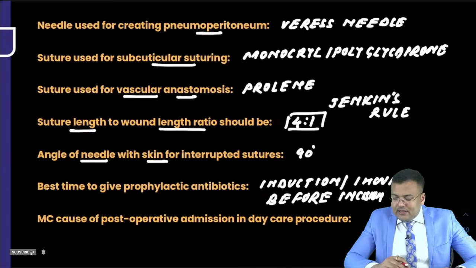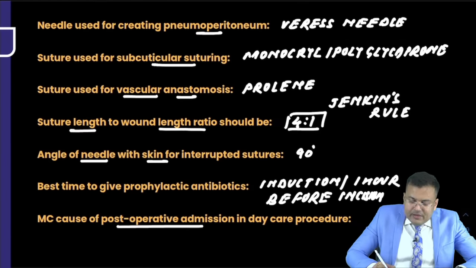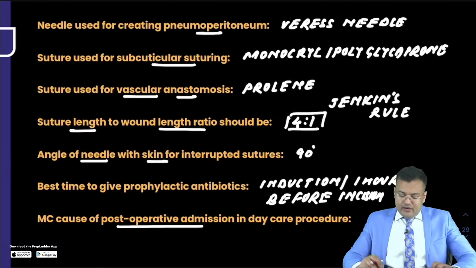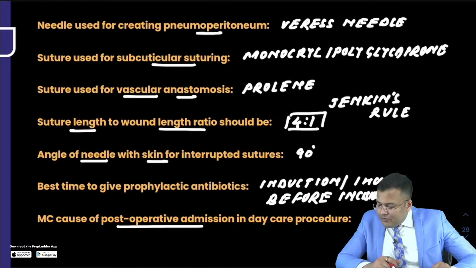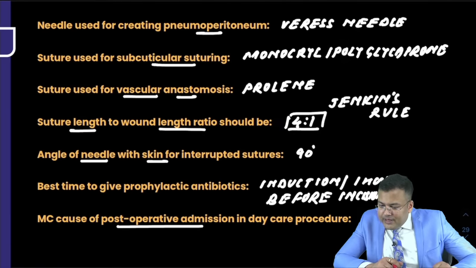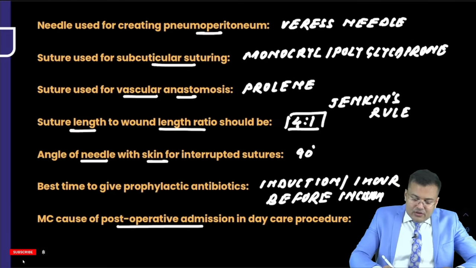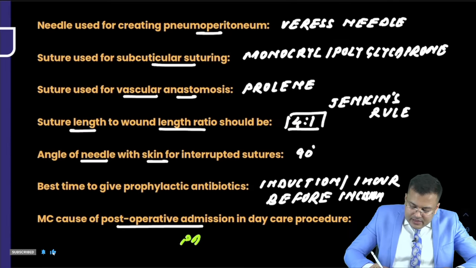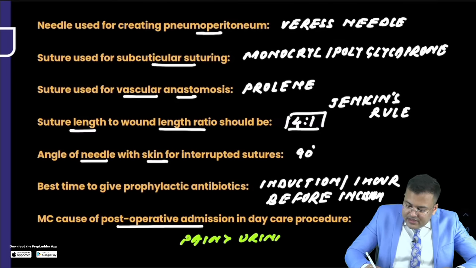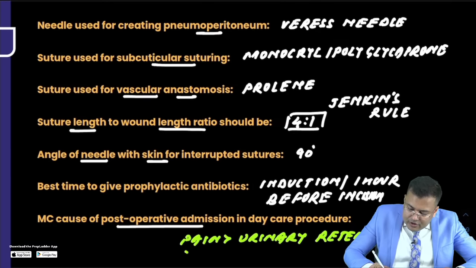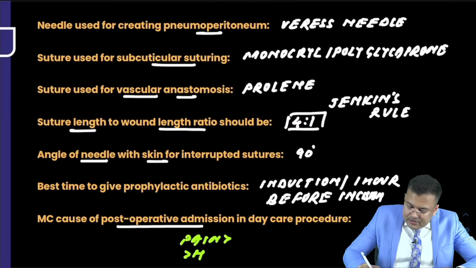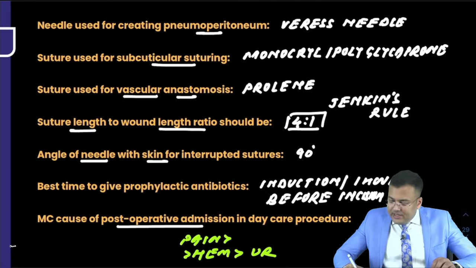Tell me, in daycare surgery, what is the most common cause of post-operative admission? After discharge, again the patient is coming. So most common cause of post-operative admission in daycare procedure. Yes, Sarvesh Dubey, first person to reply correctly. It is pain, followed by hemorrhage, followed by urinary retention. So guys, you have to remember, it's a question of INI-CET. Clear? So pain followed by hemorrhage followed by urinary retention.